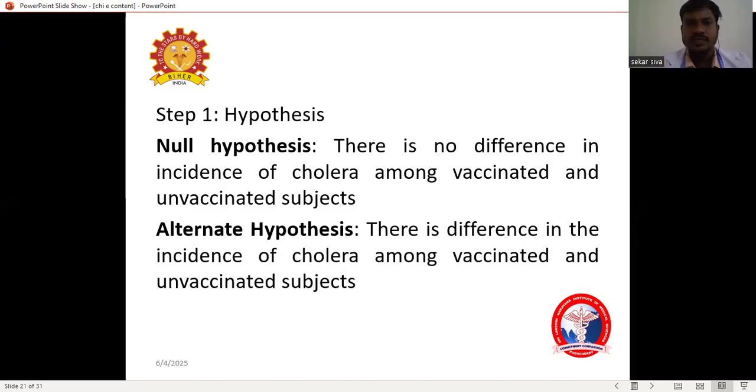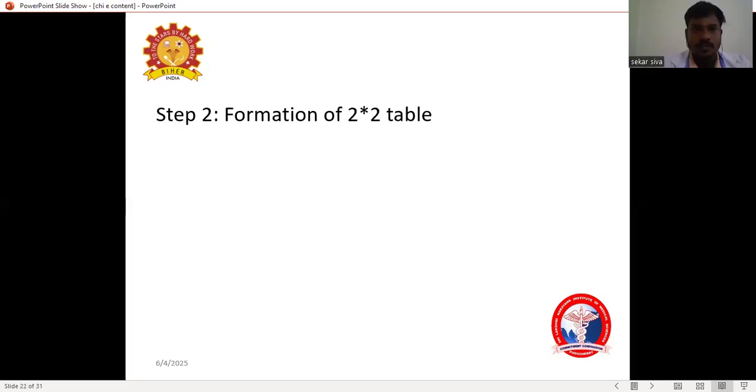The null hypothesis: there is no difference in the incidence of cholera among vaccinated and unvaccinated subjects. The alternate hypothesis: yes, there is a difference in the incidence of cholera among vaccinated and unvaccinated subjects. Okay, and then the formation of the contingency table.